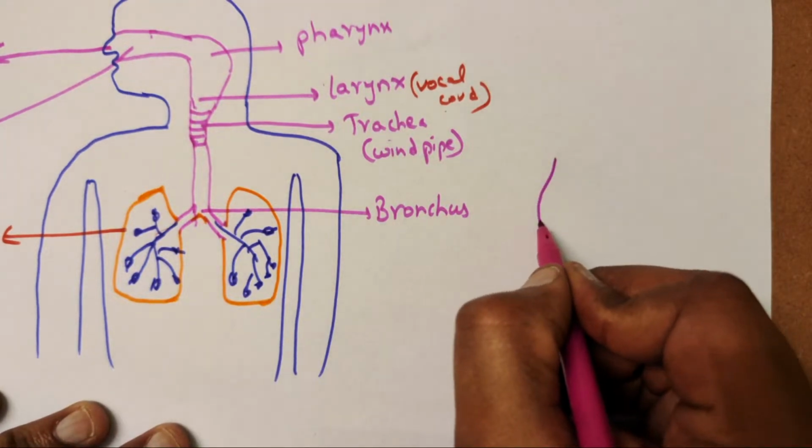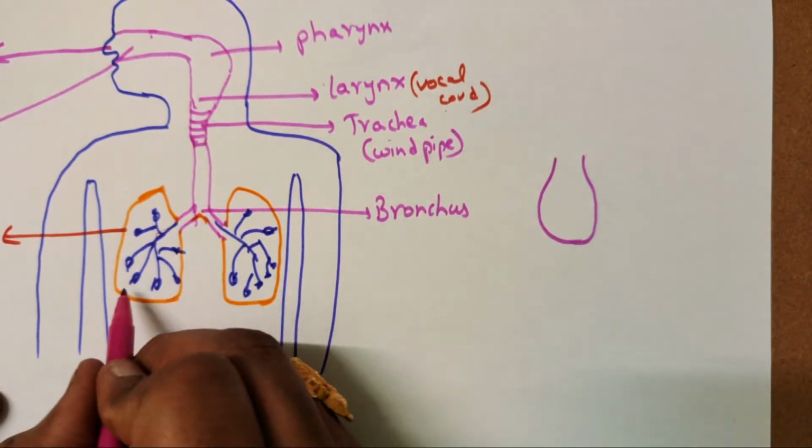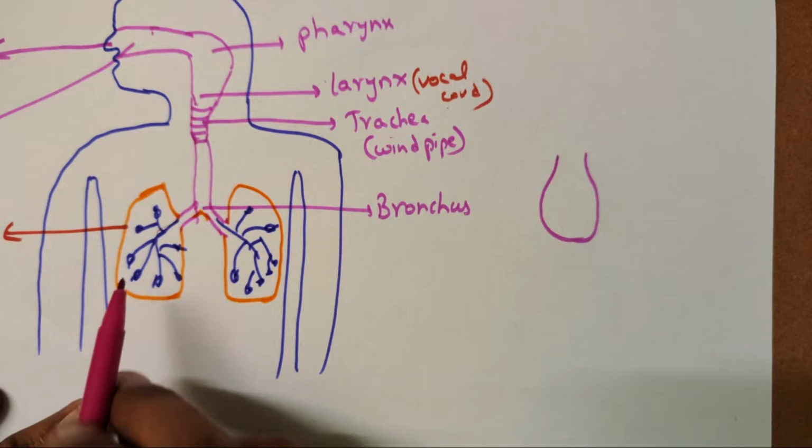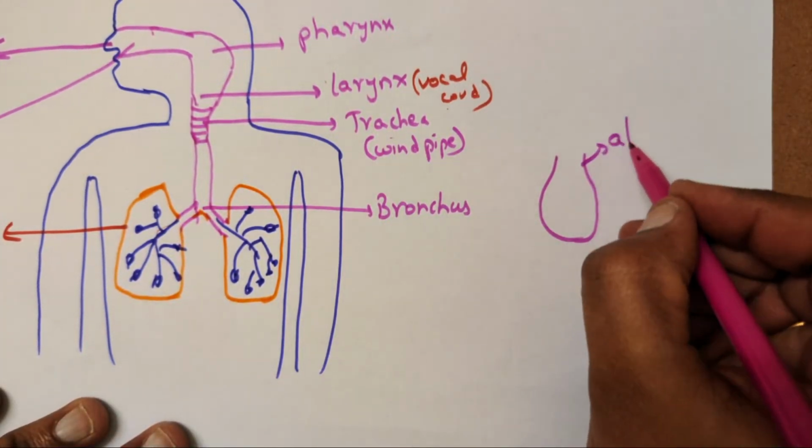So alveoli is nothing but similar to this. You can see, as I mentioned, each bottom part is a bag-like structure. So this is nothing but the alveoli shown here.